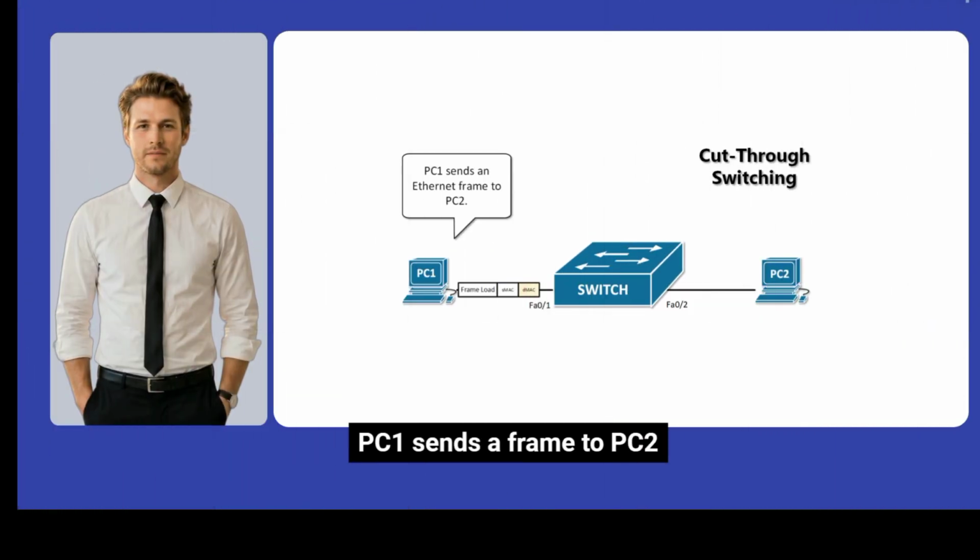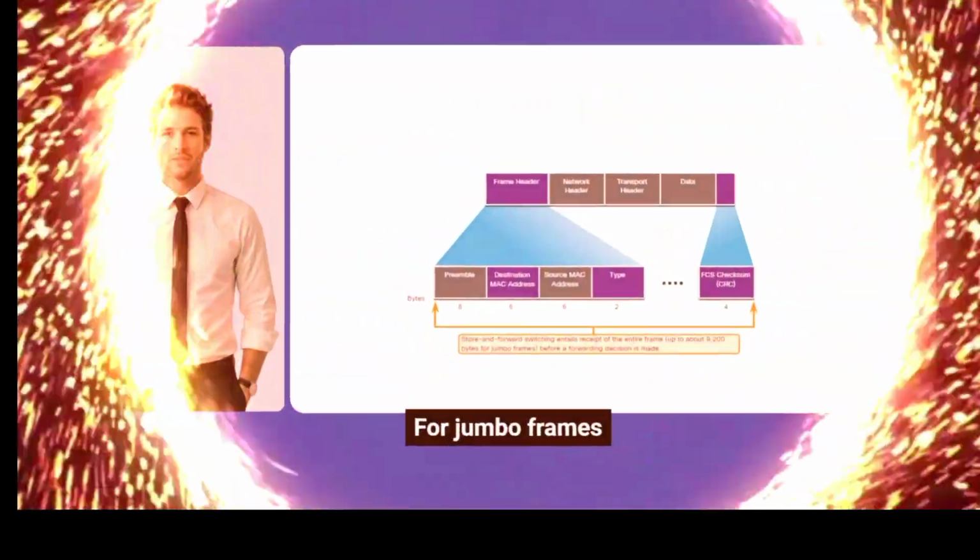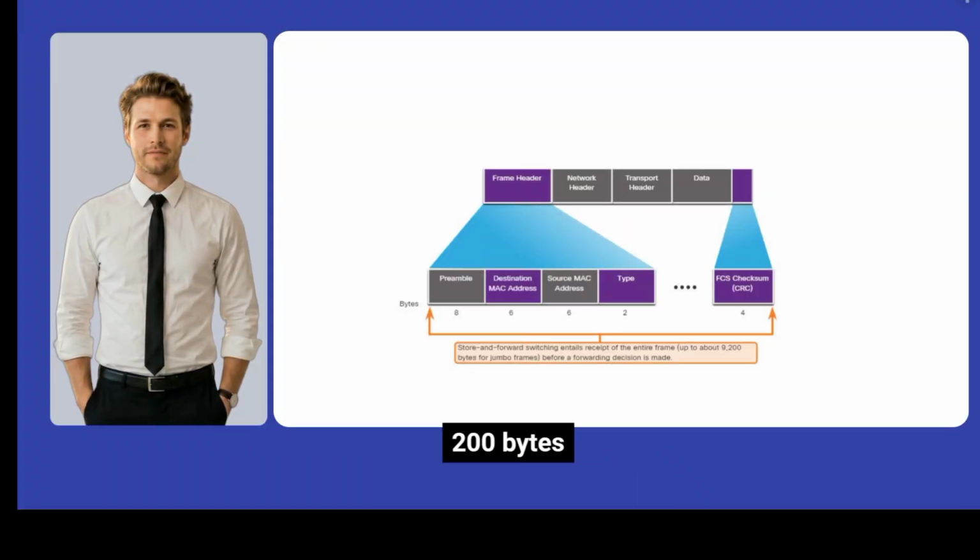PC1 sends a frame to PC2. As soon as the switch identifies making a decision. 4 jumbo frames. This could be up to 9,200 bytes.